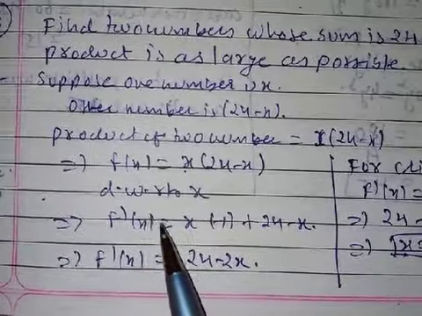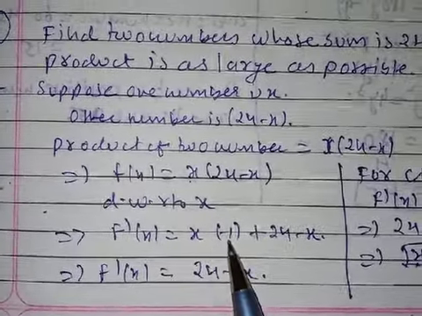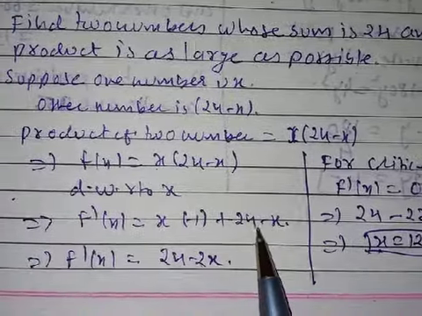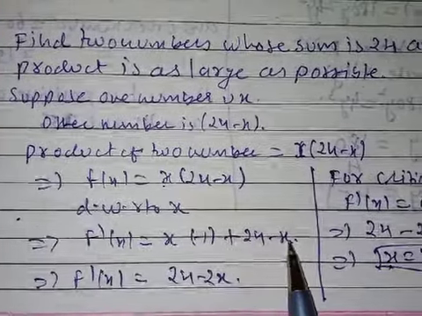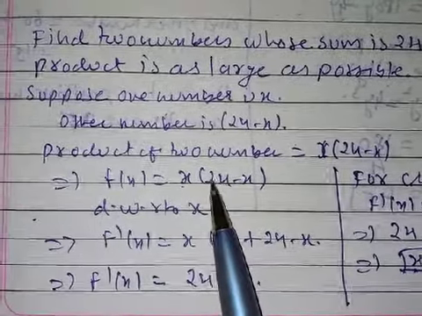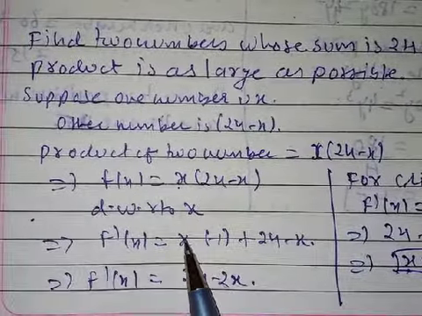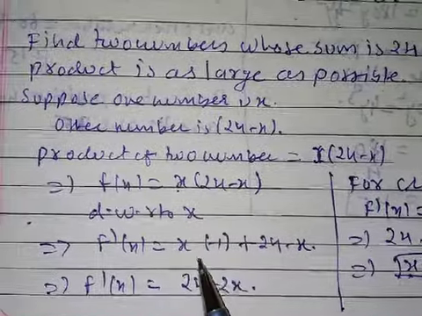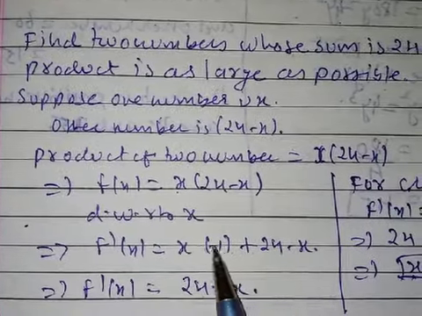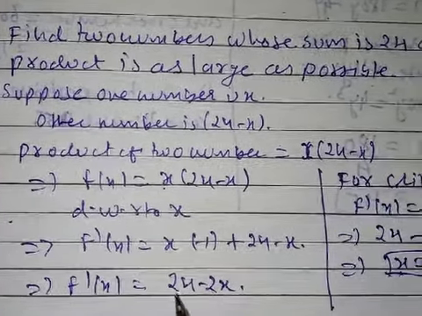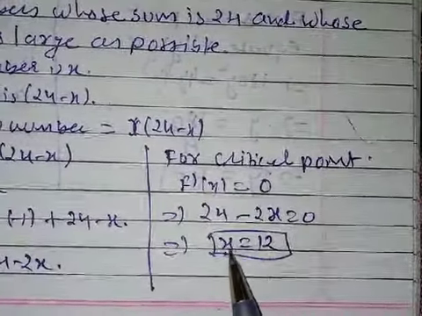So for the product of two numbers, f dash of x is x times minus 1 plus 24 minus x, because the derivative of x is 1, so it will be 24 minus x. Here the derivative of 24 is 0, this is minus 1, and x stays as it is, so u into v form, so minus x. So f dash of x is equal to 24 minus 2x. For the critical point we equate it to 0, so x is equal to 12.